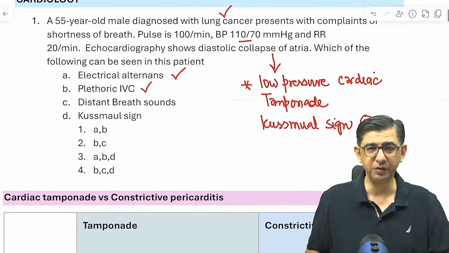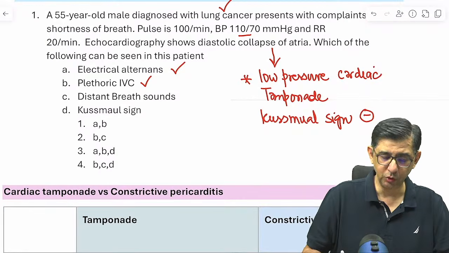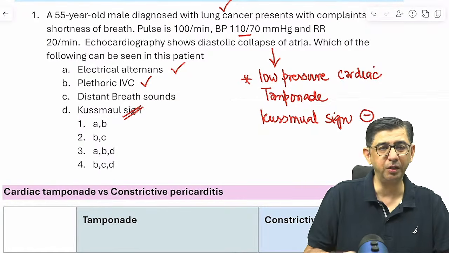I'll call the first question, in case you answered it as option number 3, a silly mistake, because Kussmaul sign toh milta nahi na, guys. You see, distant breath sounds, I understand.